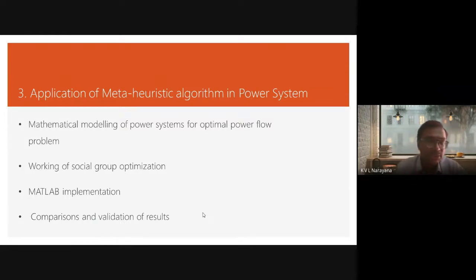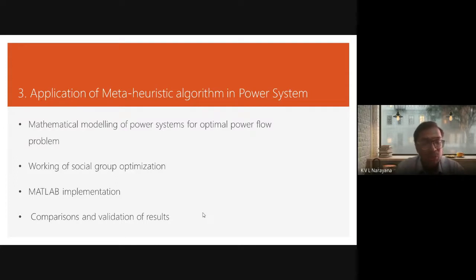From this part onwards, it is very important to note. First I will explain how the power system is to be modeled by using mathematical equations. Later we will quickly go through the working of social group optimization. There are 6 steps involved in the social group optimization. I am going to cover those things, and later I will show the MATLAB code, how to implement the social group optimization and how to model a particular problem taken in the power system domain.